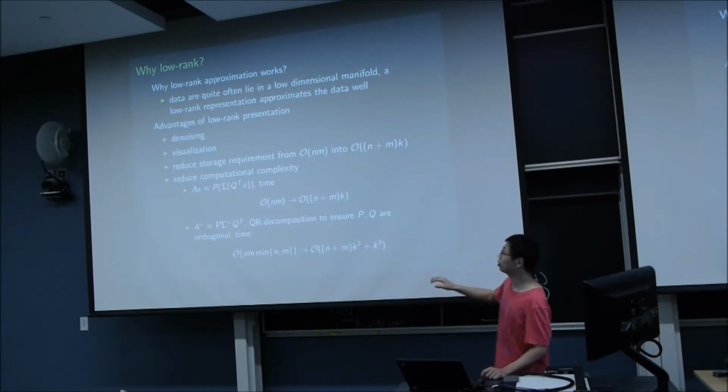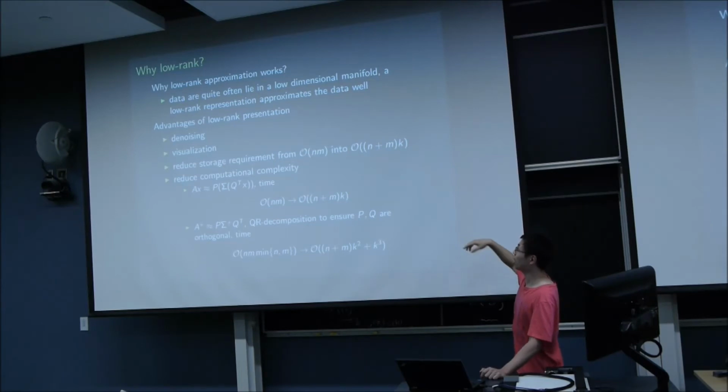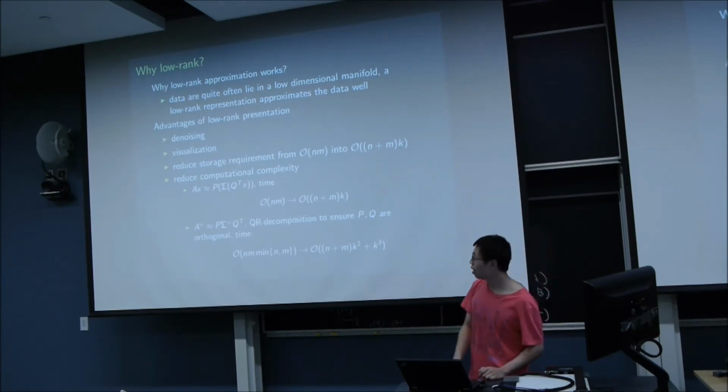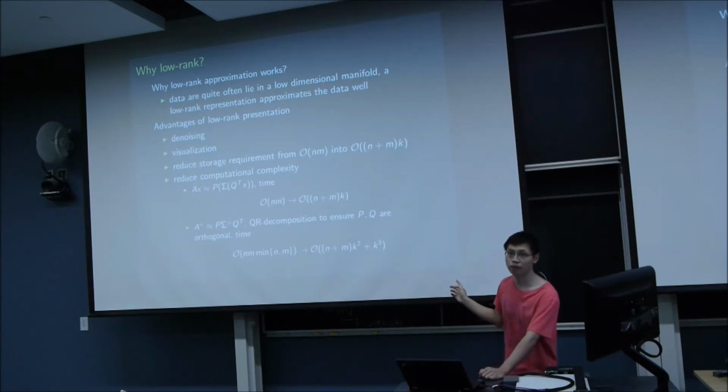So you can reduce the storage to (n plus m) times k. K is usually very small, so in that case you can usually store a very large matrix in memory. And it can reduce the computational complexity.